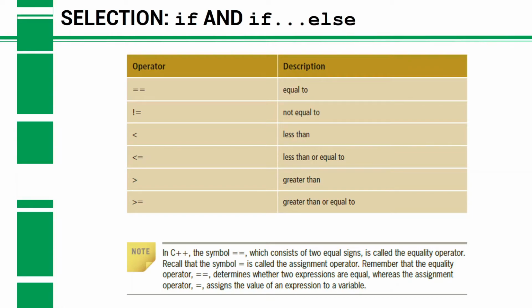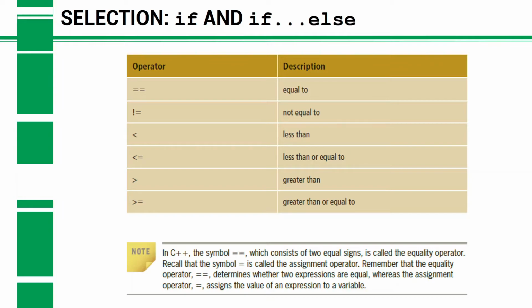So in creating expressions within our selection control structures, we must be using the following relational operators. So we have this for equal to, double equal sign, then we have not equal to, then less than, next is less than or equal to, then greater than or equal to.